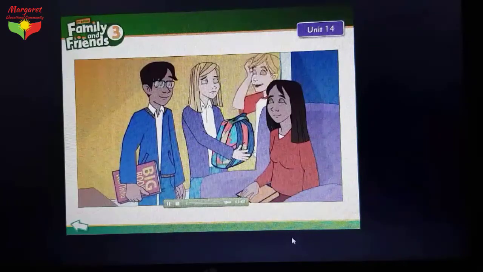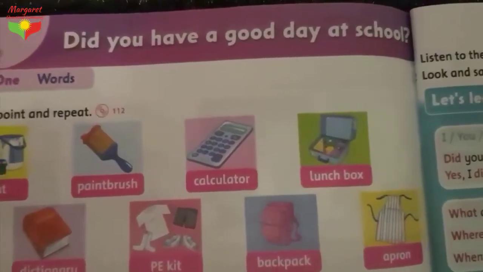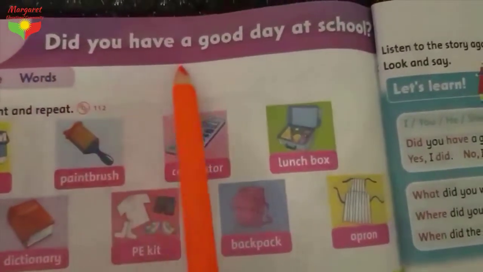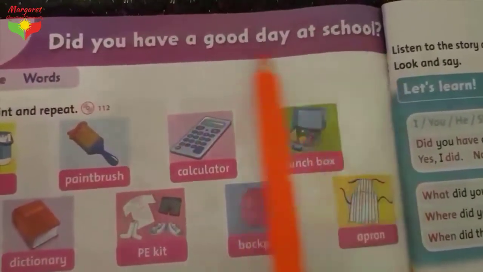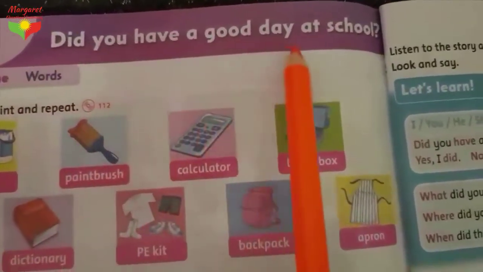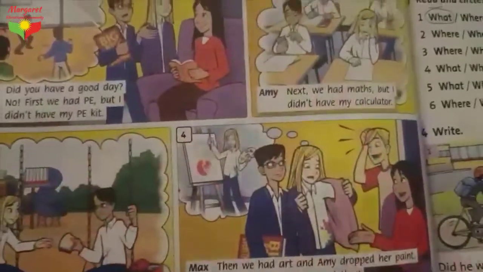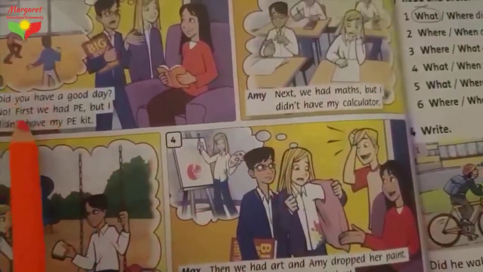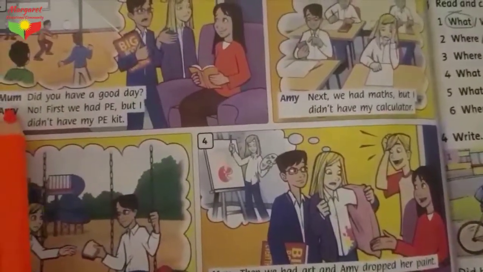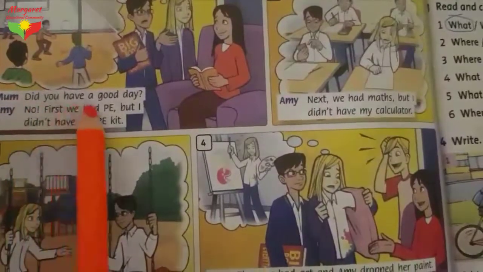I don't believe it. So now, dear students, let me read this story for you. And here, this is the title. Did you have a good day at school? Okay, it asks a question. And then if you come down here, we have 4 pictures. On the first picture, the first speaker is mom. And she asked a question and she said, did you have a good day?